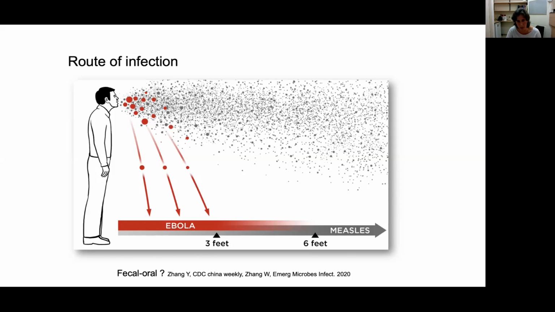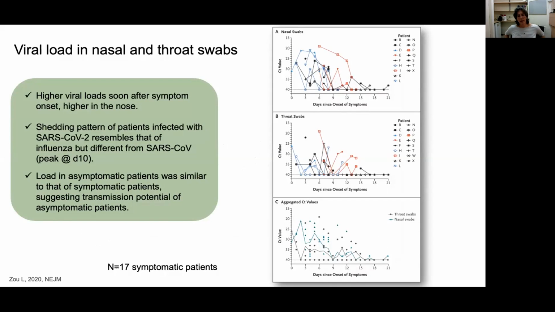This is a study recently published in the New England Journal of Medicine. Basically, what I mentioned before, they tested by real-time PCR the amount of virus in nasal swabs and in throat swabs. You can see the results here from 17 patients. You can see that right at the onset of symptoms, we have pretty high viral levels. There's more virus identified in the nose than in the throat.